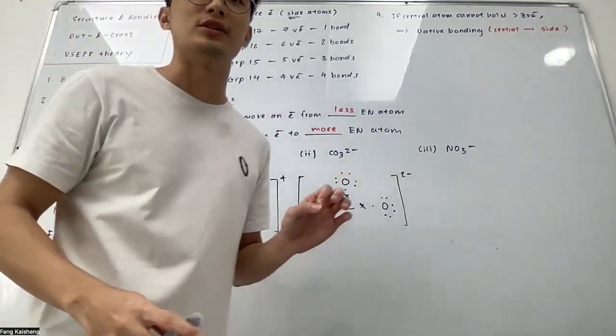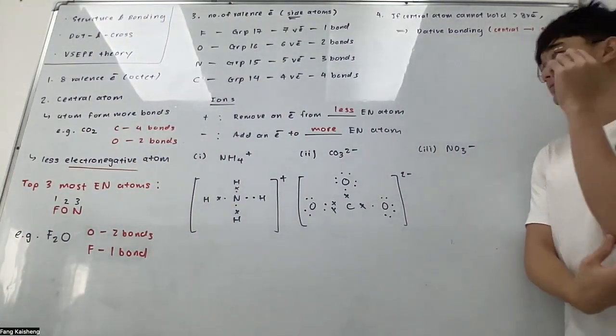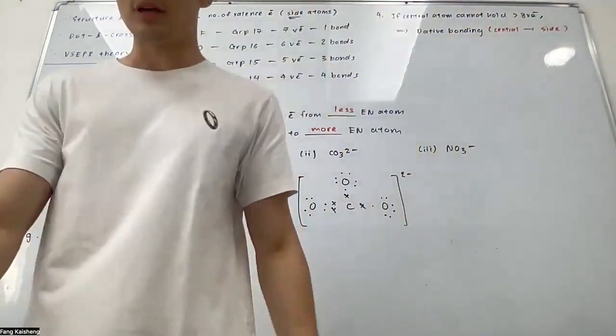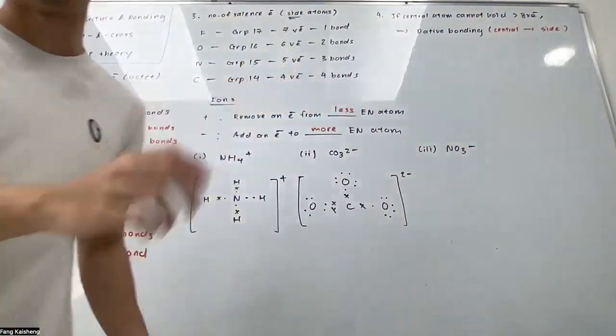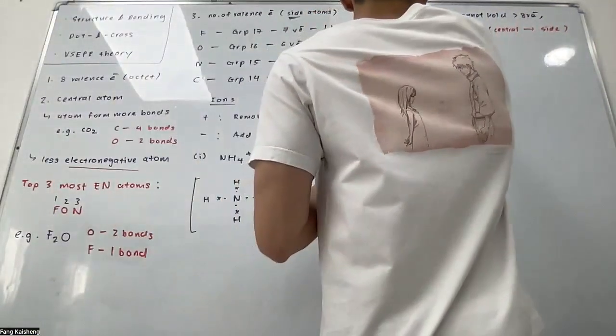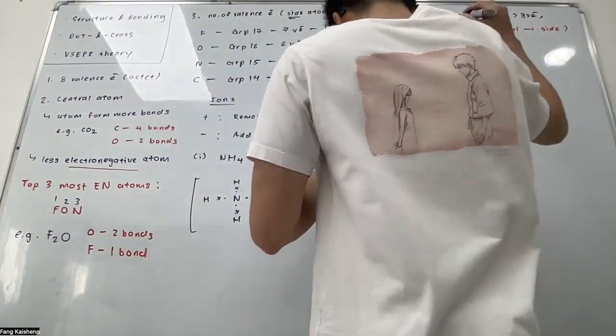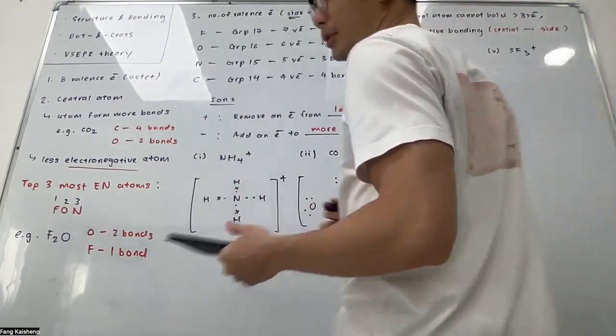Give NO3 minus a try also. At this point, I think you can figure out all the other scenarios already. So you can try the rest. After NO3 minus is ClO minus and SF3 plus. You should be able to deal with all this.